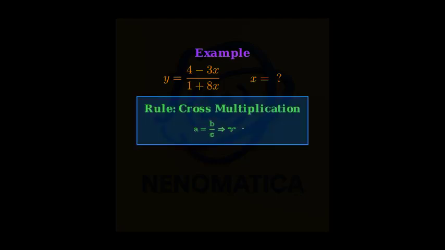Let's start with the first example. In this first problem, we're given an equation y equals (4 minus 3x) divided by (1 plus 8x), and we need to solve for x. Let's follow the step-by-step solution.